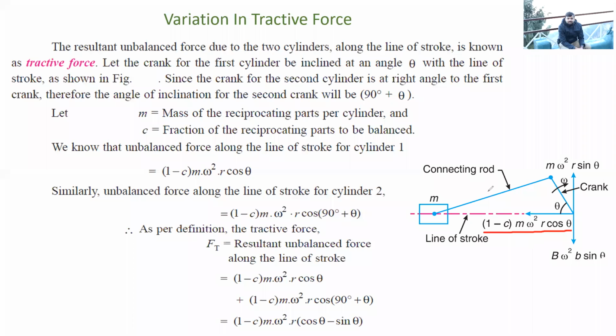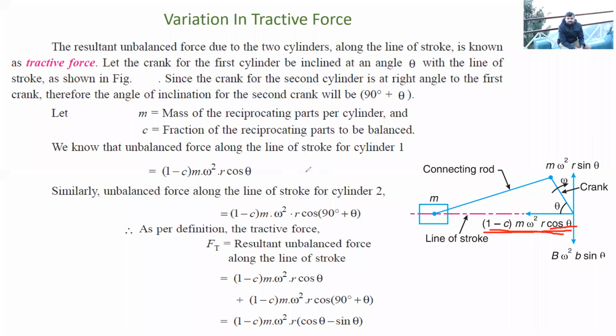All right. Now, since there are two slider crank mechanisms, and both the cranks are placed at an angle of 90 degrees apart from each other, if one crank is having this much amount of unbalanced force, the other crank will be having this much amount of unbalanced force. The only difference will be the angle would be cos (90 plus theta). So in order to determine the total variation in tractive force, we will add both these unbalanced forces. This is what is done over here.